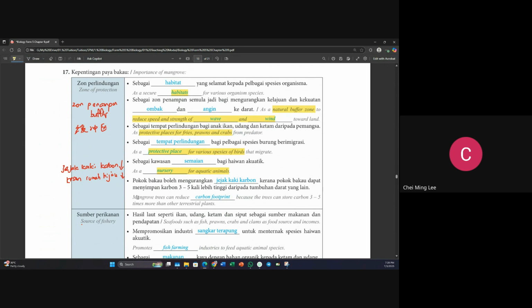And mangrove trees can reduce the carbon footprint because they store carbon 3 to 5 times more than terrestrial plants. It means that for normal plants on land, the photosynthesis rate is actually 3 to 5 times lower than the mangrove tree.